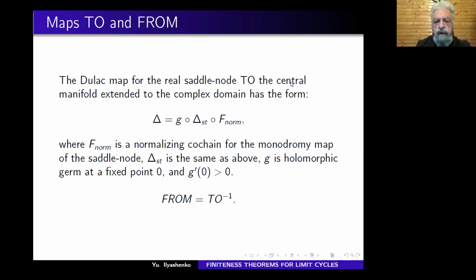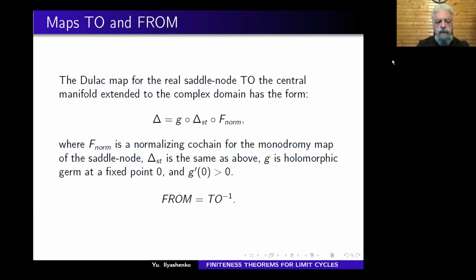These maps are related to saddle nodes. A saddle node has one contracting manifold, which is holomorphic, and a central manifold, which is real and not generally holomorphic. So the Yulij map of the real saddle node extended to the complex domain is the following composition, reading from the right: a normalizing cochain for a parabolic germ.